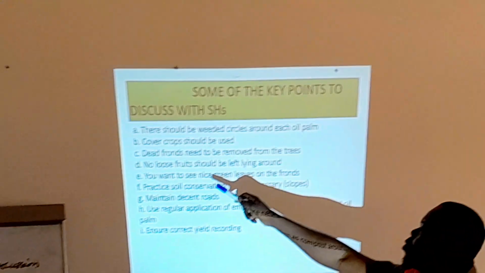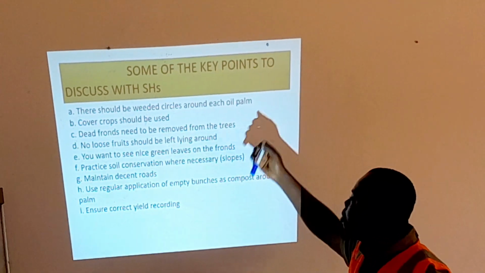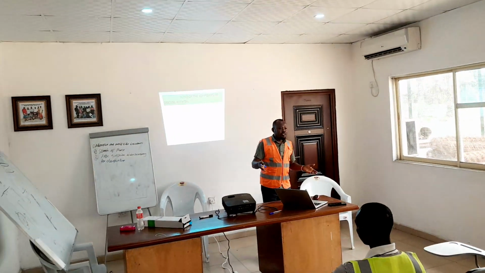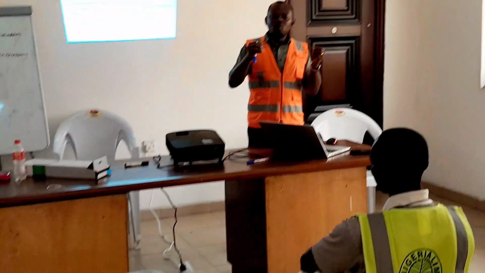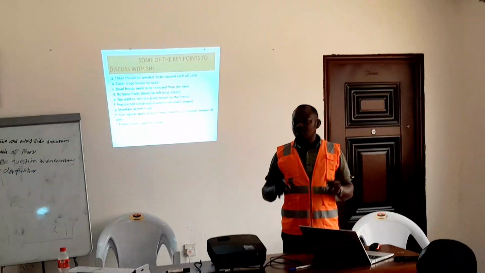So we also want to see green fields. We want to see nice green leaves on the fronds of our palm. Instead of being yellowish, we want to see them looking green, which means that there is a lot of nutrient in the soil.